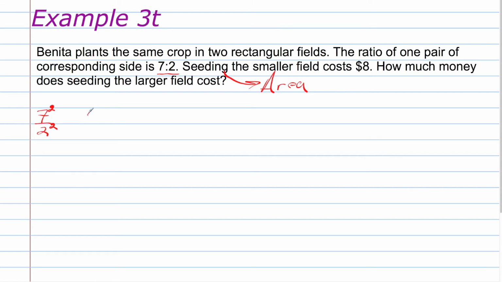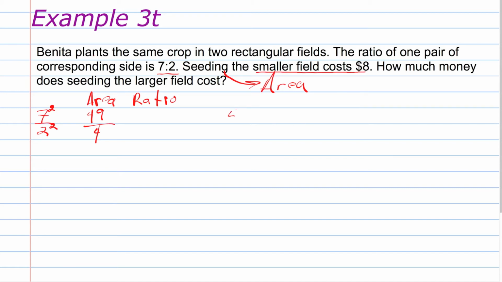7 squared giving us 49. And 2 squared giving us 4. So this is our area ratio right here. We don't need the similarity ratio anymore, but the area ratio. That's our area ratio. And to solve our problem, we know that the smaller field costs $8 to seed.